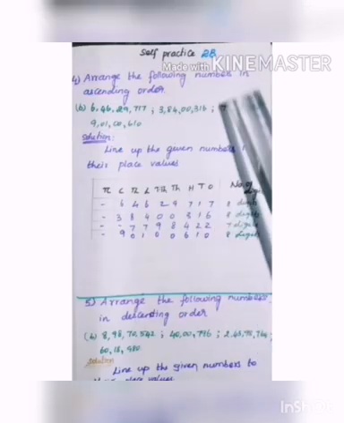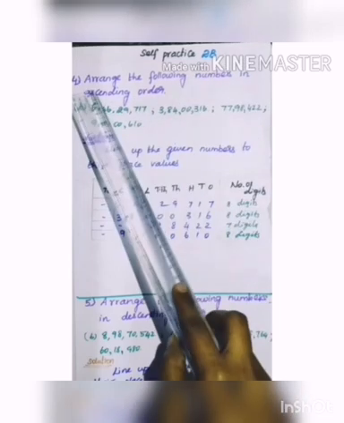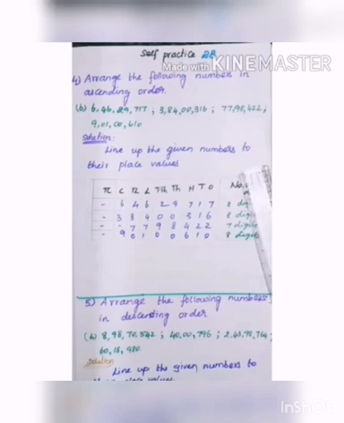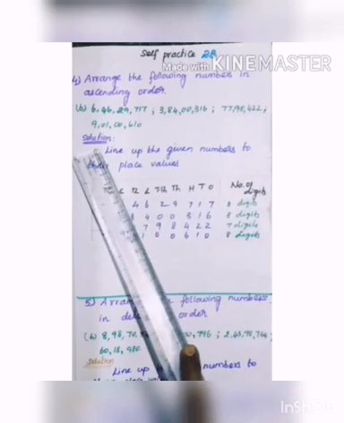Next one, self-practice 2B. Fourth problem, arrange the following numbers in ascending order. You will know how to form the ascending order. Ascending order means smaller number to bigger. Small to bigger. Okay. Ascending order means smaller number to bigger number. For this, you have to find the solution.